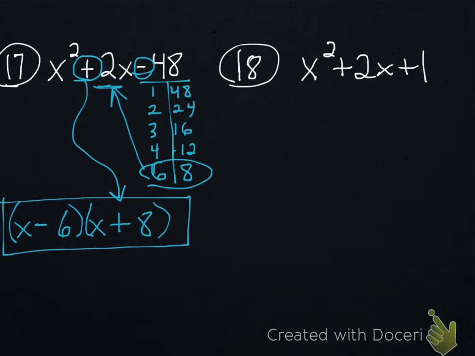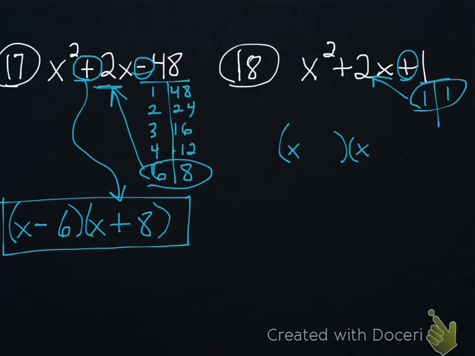Number 18. What is the constant? 1. Yes, it is still possible. What multiplies to give me 1? 1 times 1. That 1 is positive. Does 1 plus 1 equal the middle term? 2. Yes, it does. So I write my binomials.